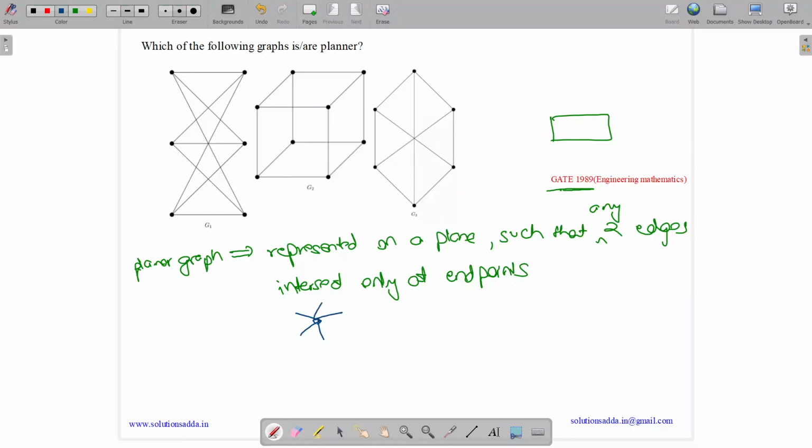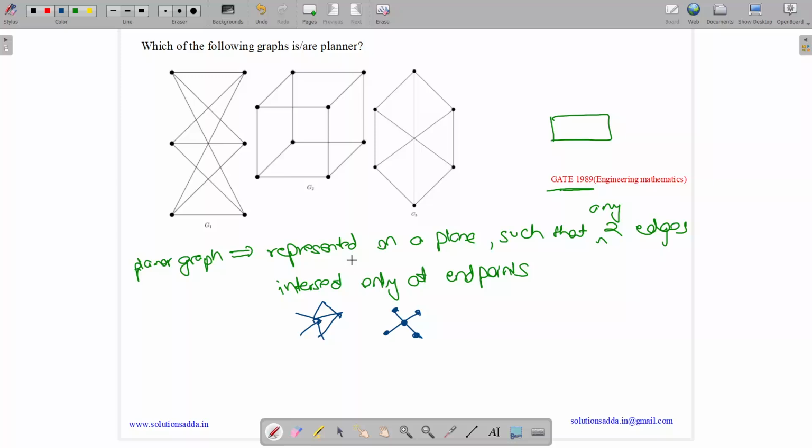This is a planar graph. We can have this, but two edges can't intersect in between. Like, two edges can't intersect in between. This is not a planar graph, but this is a planar graph, as we have a vertex in between, so no two edges are intersecting from between. They are meeting only at the endpoints.